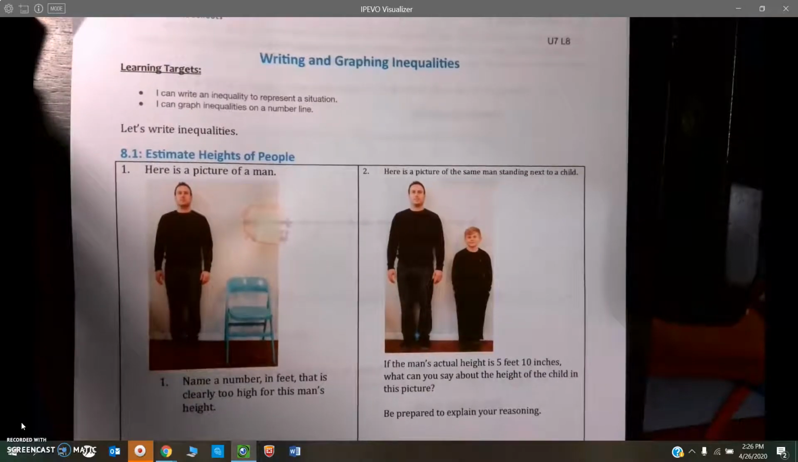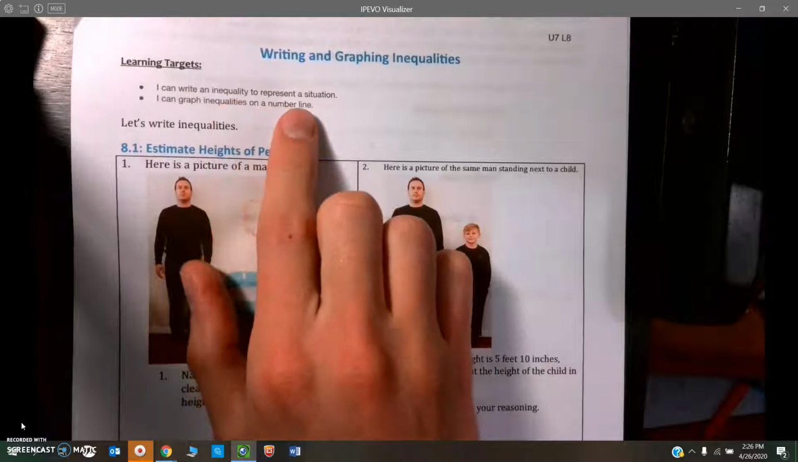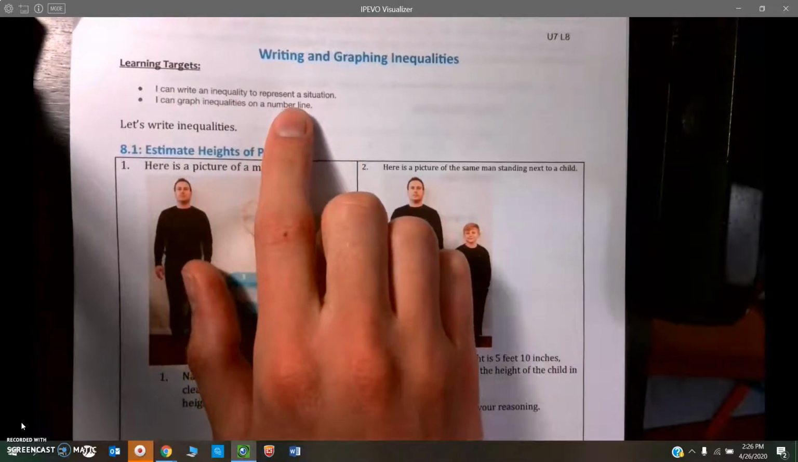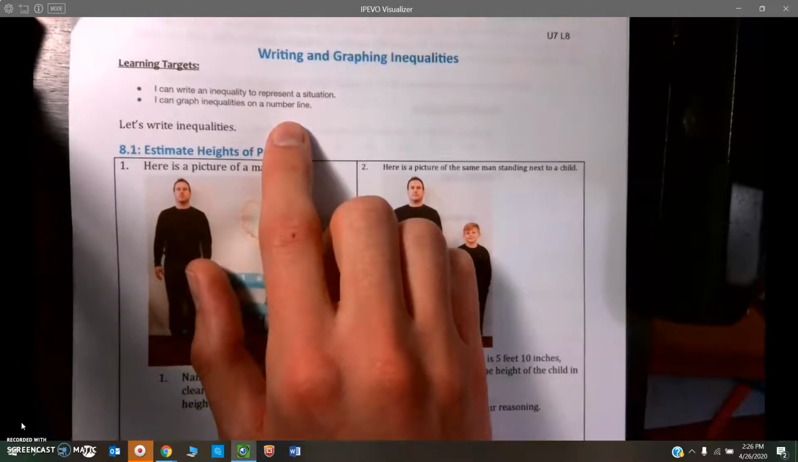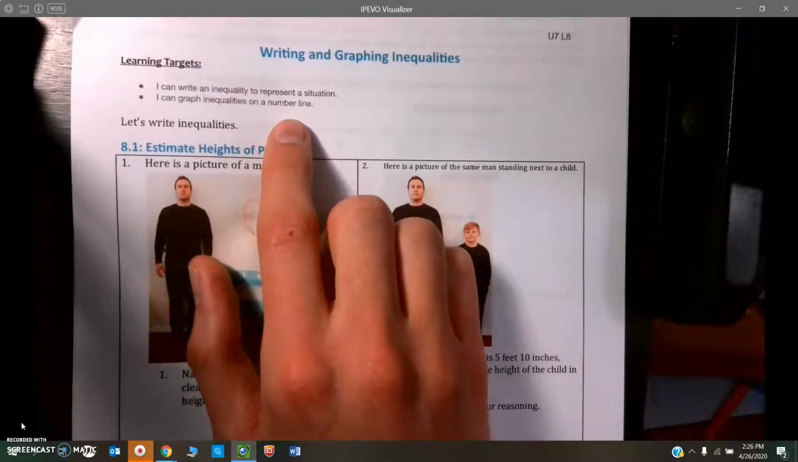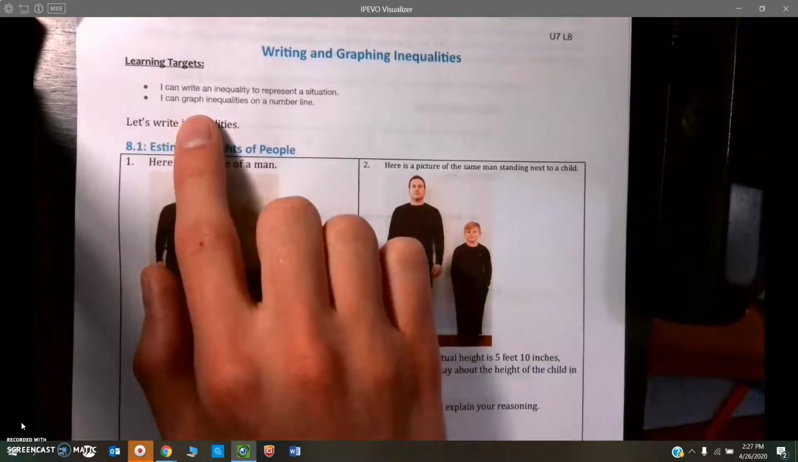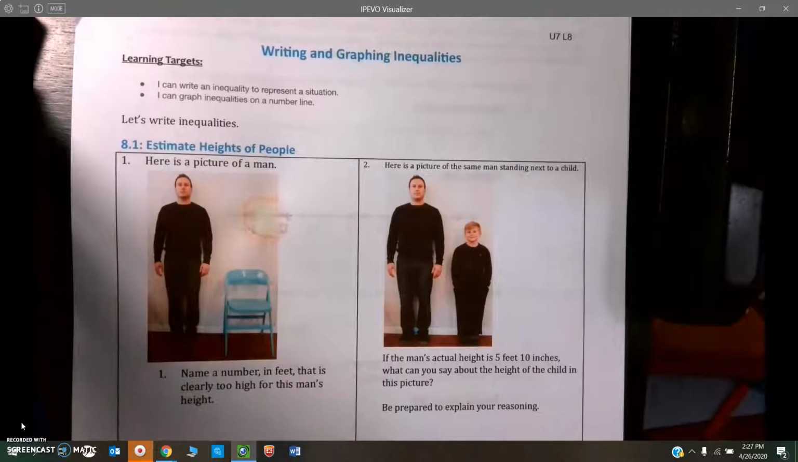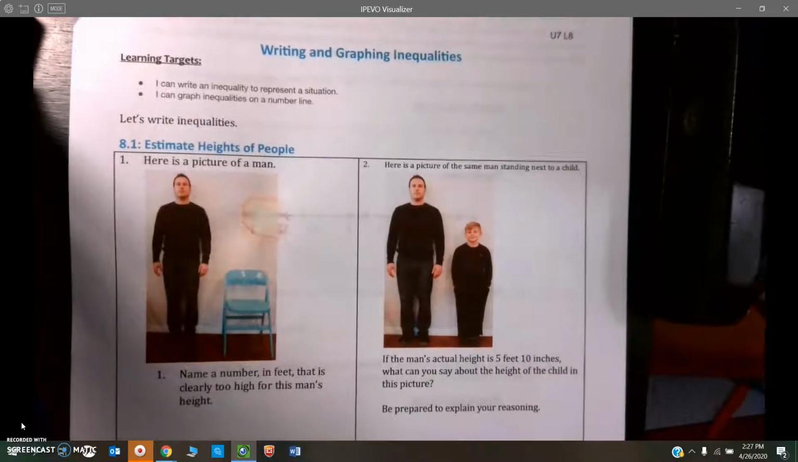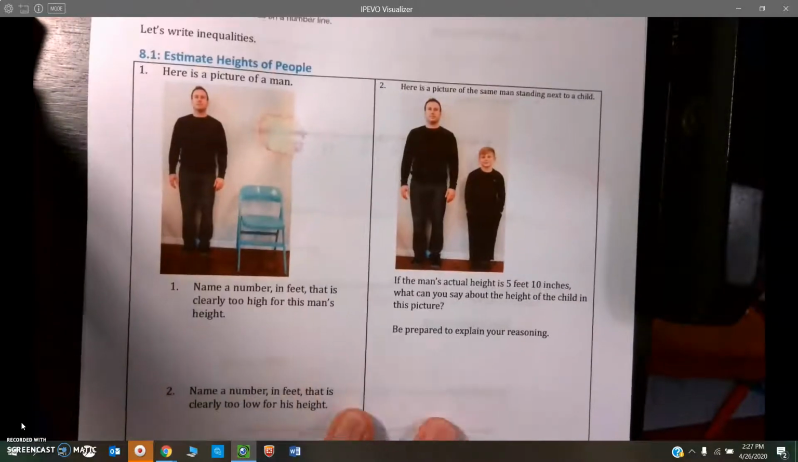The title of today's lesson is Writing and Graphing Inequalities. So we have 2 learning targets for today. Number 1, I can write an inequality to represent a situation. So now we're going to be thinking about real-world situations and writing our inequalities to actually represent them. And 2, I can graph inequalities on a number line. So let's look at our first activity.